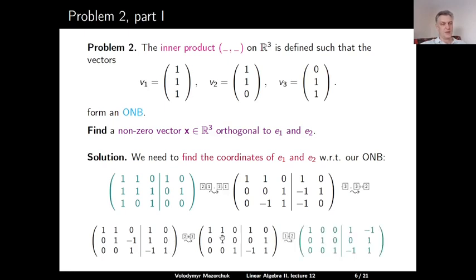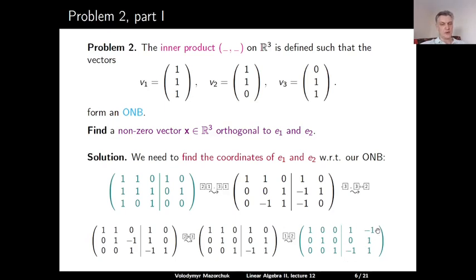And finally, we subtract row 2 from row 1 to kill this 1. Rows 2 and 3 remain the same, and row 1 becomes 1 minus 0 is 1, 1 minus 1 is 0, 0 minus 0 is 0, 1 minus 0 is 1, 0 minus 1 is minus 1.